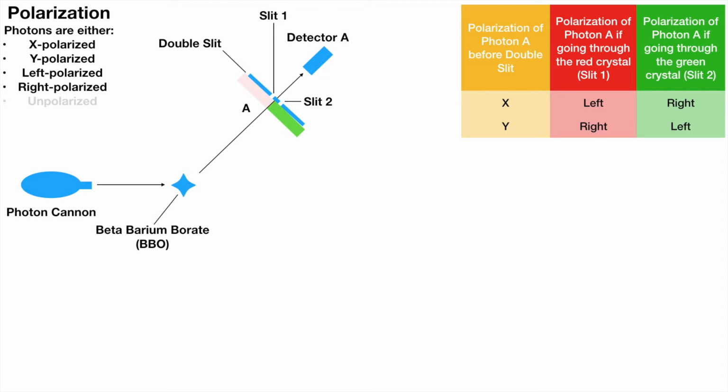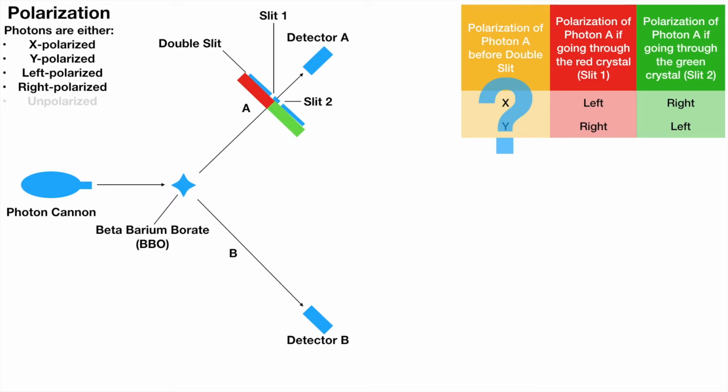Now the thing is, we can only detect a photon's polarization at the detectors. We don't actually know the polarization of the photon right after it leaves the BBO crystal. The detector will only tell us the final polarization of the photon, which will be either left or right polarized. But as you can see from the table, that information by itself doesn't tell us through which slit the photon went. This is where the B side comes into play again. Remember how the BBO crystal always polarizes the photons in the opposite way?